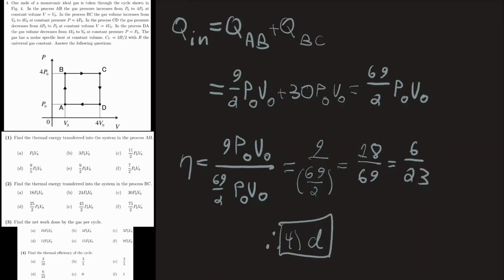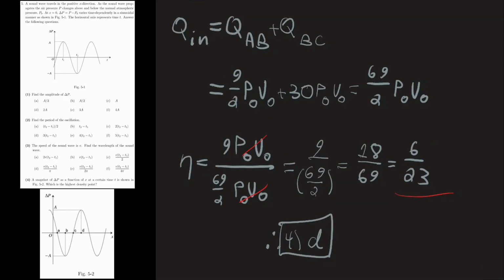In process CD, the pressure goes down, and in process DA, the volume goes down. And since we always just have 1 mole of gas, that means the temperature must also go down. So we already have all the thermal energy put in. It's just AB plus BC, which we found for parts 1 and 2. So we combine those two together, and we take the net work and divide it by the total energy put in. P and V cancel out. And so once you simplify the fraction, you get that the answer is 6 over 23, and that is option D.